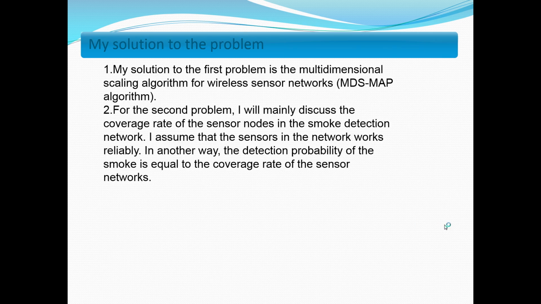My solution to the problems. For the localization of the nodes, I will use the MDS-MAP algorithm to solve the problem. Second, for the detection probability, I will mainly discuss the coverage rate of the sensor nodes in the smoke detection network. I assume that the sensors in the network are reliable. In other words, the detection probability of the smoke is equal to the coverage rate of the sensor network.